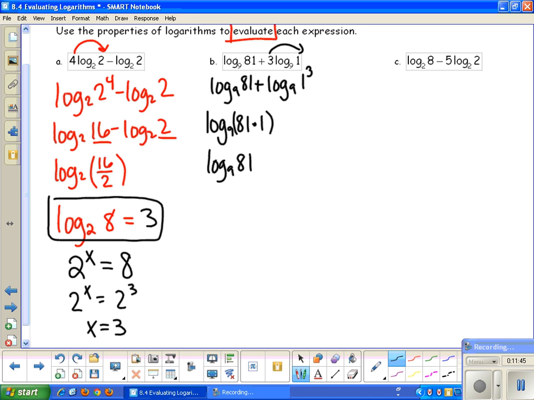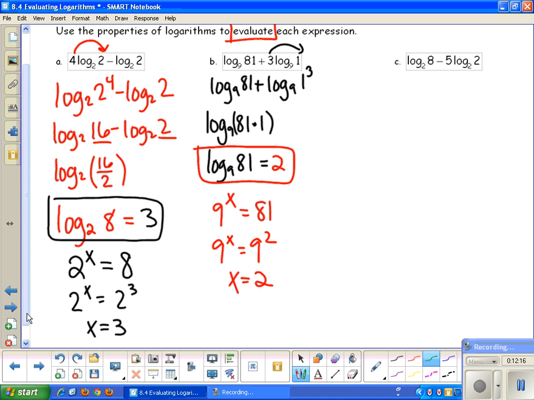And of course, we're not finished because it didn't say just to simplify this as one log. It said to evaluate. So now I need to figure out what this is equal to. So 9 to what power gives me 81? I know 9 squared is 81, so 9 to the x equals 9 squared, so x would be equal to 2. So that means this would be equal to 2, and this would be my solution.